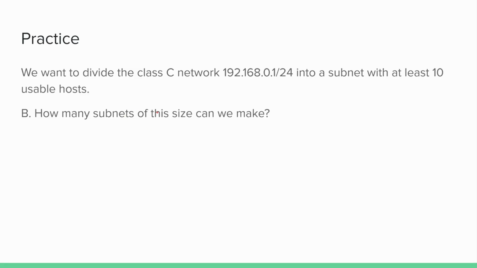So for part B, it asks us, how many subnets of this size can we make? Remember from the previous part that our subnet mask is going to be /28. To calculate the number of subnets we can make, we need the number of new network bits and raise 2 to the power of n, where n is the number of new network bits. Our original class C network had 24 network bits, and now our new subnet has 28. So that's 4 new network bits. So we have 2 to the 4 subnets, which is 16. In total, we're going to have 16 subnets.